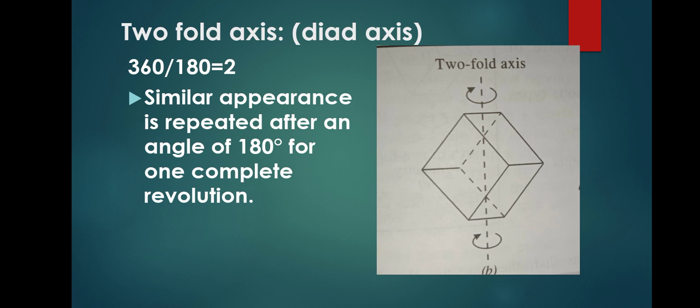Here you can see a two-fold axis. It's also called a diad axis. Here within 360-degree rotation we will get the same appearance at 180 degrees each, so that we get two similar appearances. So, similar appearances are repeated after an angle of 180 degrees for one complete revolution. You can see the image here.